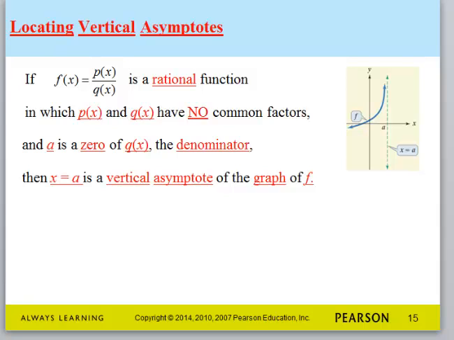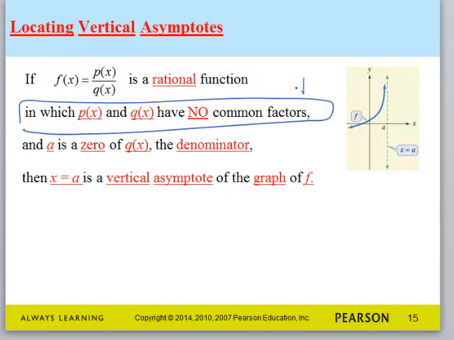Let's take a look at the following. If we wanted to locate the vertical asymptotes for a function, if f of x is p of x divided by q of x, a rational function, and please make a note of this key thing, where p of x and q of x don't have any common factors.